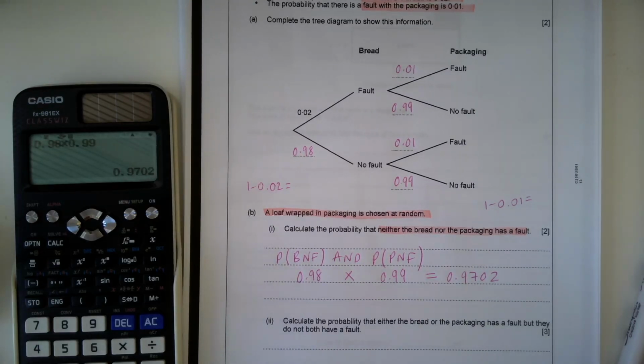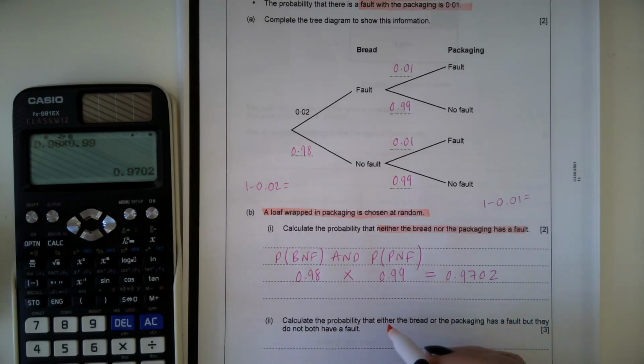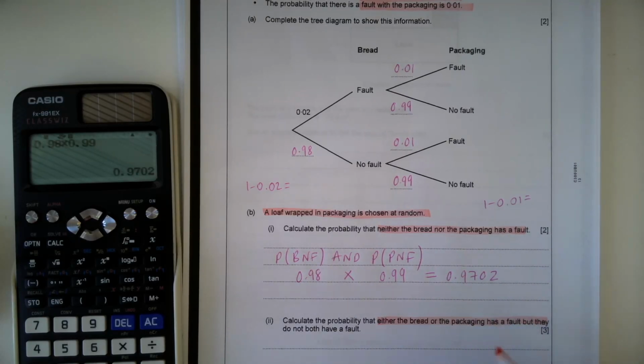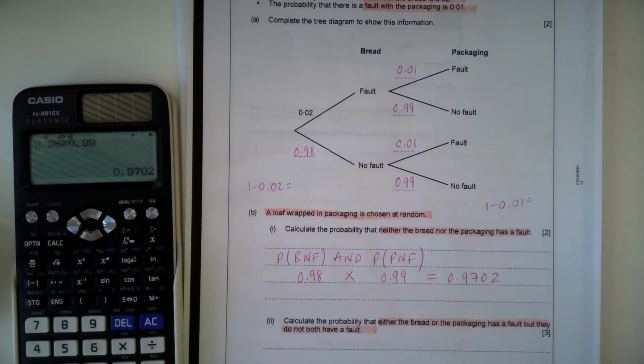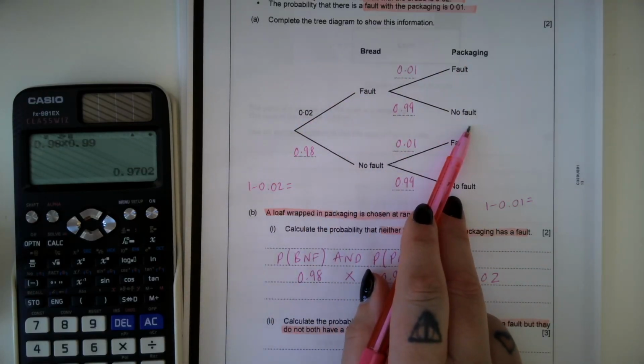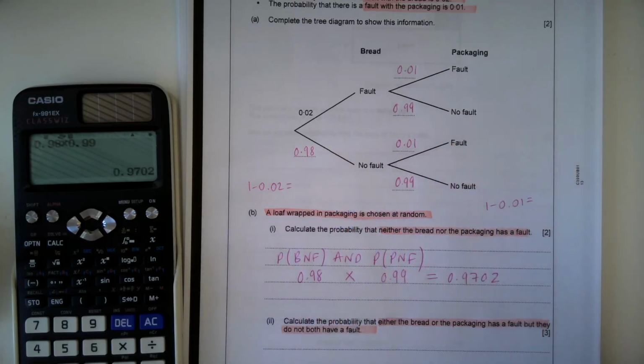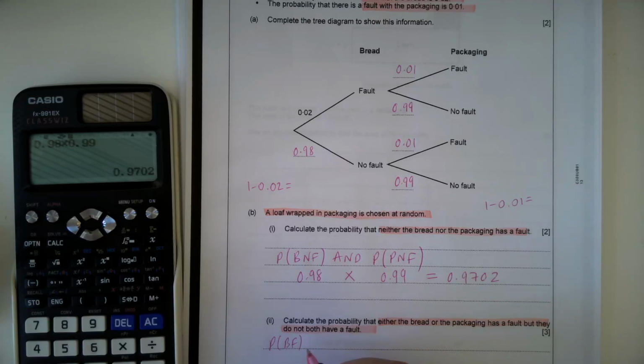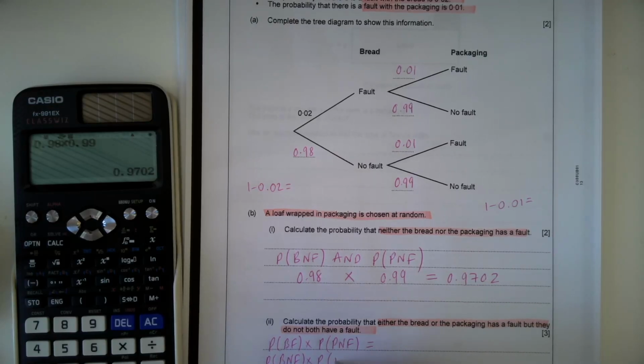Okay, part 2. Calculate the probability that either the bread or the packaging has a fault, but they don't both have a fault. Okay, so we're not doing fault, but we do want bread has a fault, packaging doesn't. Bread doesn't have a fault, but packaging does. So either the bread or the packaging, but not both. Okay, so probability that the bread has a fault, but the packaging does not have a fault, and the probability that bread doesn't have a fault, but the packaging does have a fault this time. So we're looking at those two probabilities.